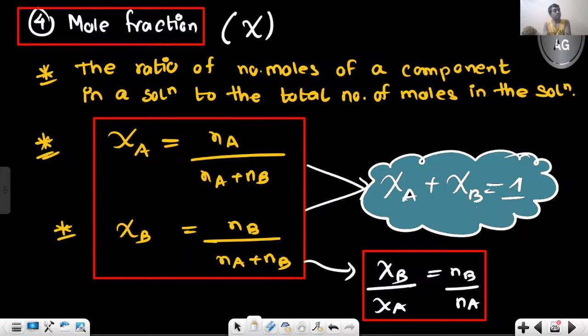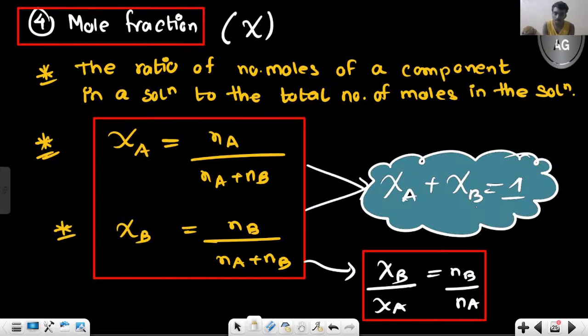Next, mole fraction. Mole fraction we have learned is the ratio of the number of moles of a component, the component we are talking about, to the total number of moles in the solution. If we are talking about the solute, it will be the number of moles of solute divided by total number of moles. For the solvent, it will be number of moles of solvent divided by total number of moles. This is called chi. So chi A equals N_A by N_A plus N_B and chi B equals N_B by N_A plus N_B. Since they are fractions, if you add these two, you will definitely get 1.